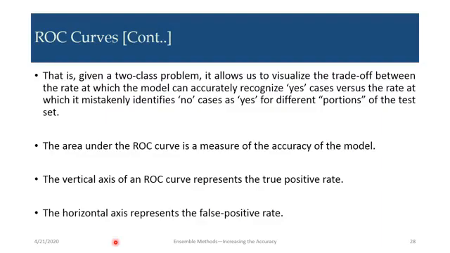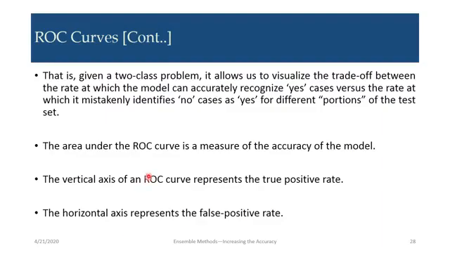So how are we able to identify the accuracy? We have to check the area covered by the ROC curve. Based upon that, we will decide whether your classifier is less accurate or more accurate. The vertical axis of an ROC curve represents the true positive rate and the horizontal axis represents the false positive rate.